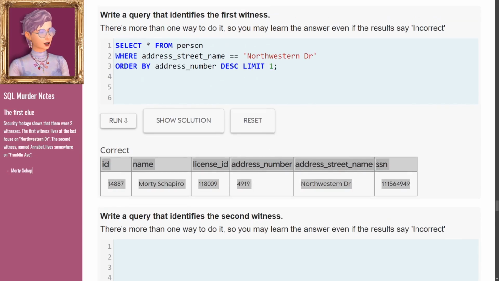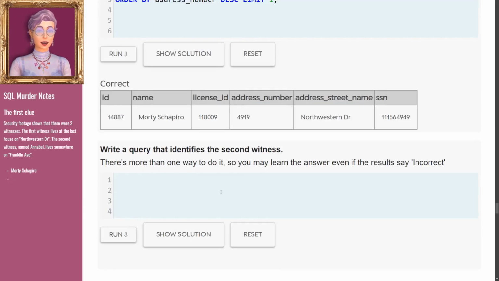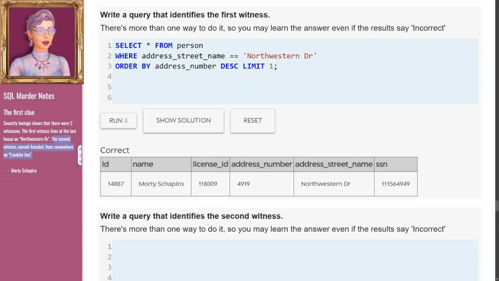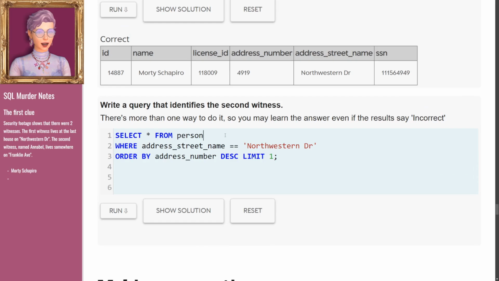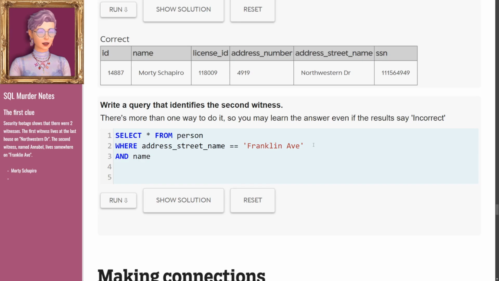Boom! Okay, so let's add our first witness to the list, Morty Shapiro, and then let's try and find the second witness. The second witness, named Annabelle, lives somewhere on Franklin Avenue. So let's try select everybody from person where address street name equals Franklin Avenue and name equals Annabelle. Oh, and we only have the first name. So wildcard, Annabelle wildcard, which will fill in the last name.